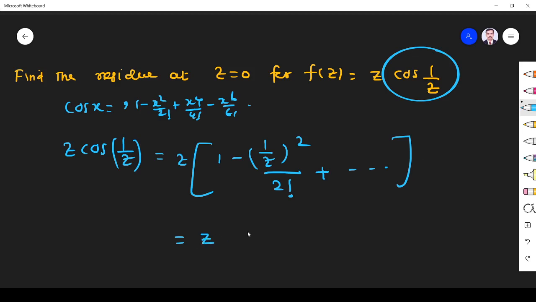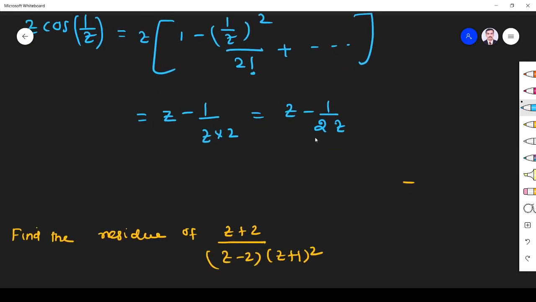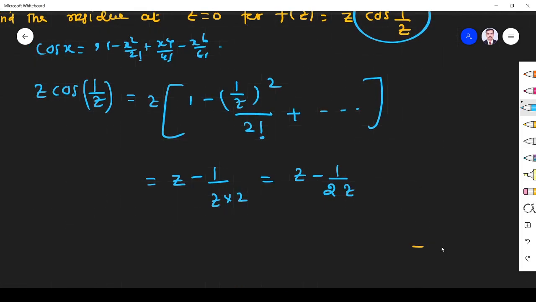Z into, z I bring inside. This is 1 by z squared. So z by 1 by z squared into 2, right? So this implies this is z minus 1 by 2z. What is the coefficient of 1 by z? Here the coefficient of 1 by z is minus 1 by 2. This is the coefficient of 1 by z. Therefore, the residue is minus 1 by 2. Simple problem.